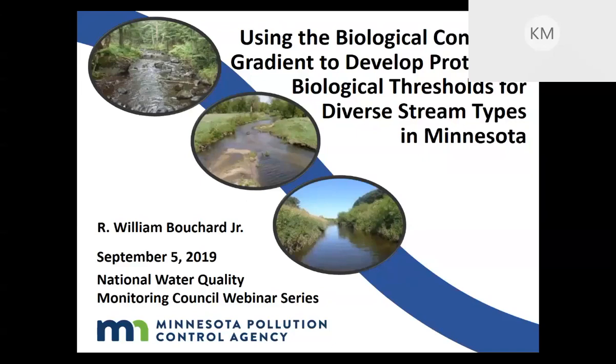I'm going to talk about some of the work and some of our experiences here in Minnesota developing biological criteria for protecting aquatic life. I'm going to basically talk about our journey in developing the biological condition gradient, or BCG, using that to develop biological criteria, and I'll also get into the adoption and implementation of tiered aquatic life uses and how the BCG fits into that.